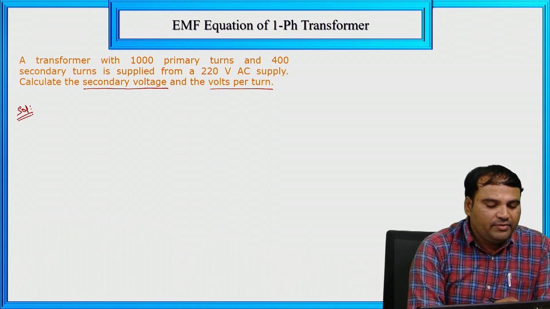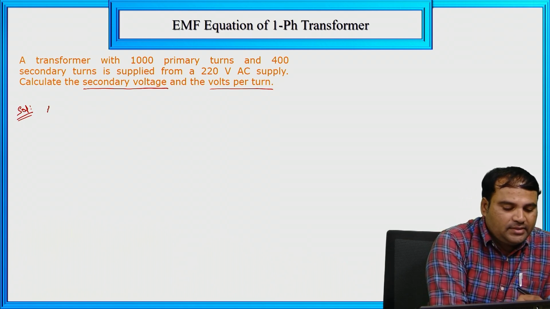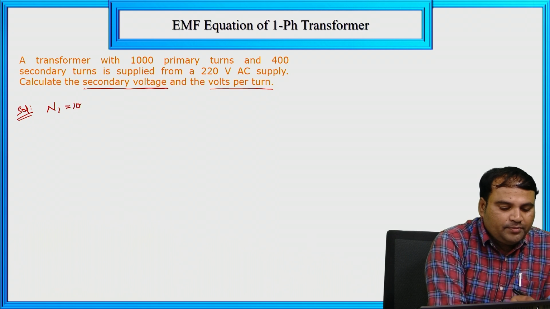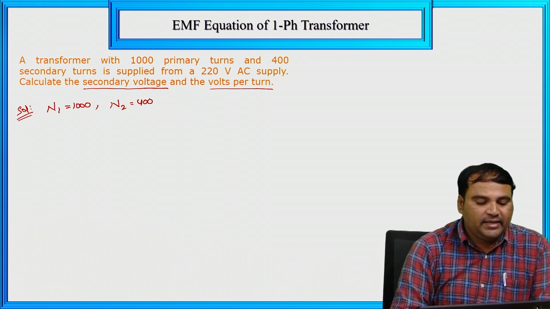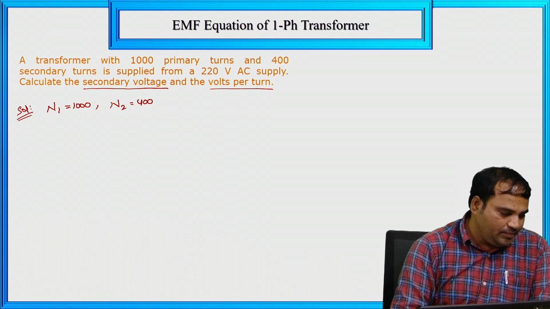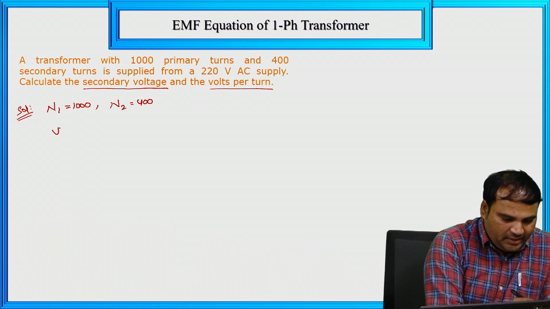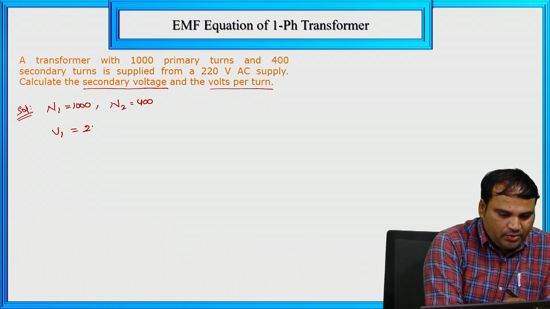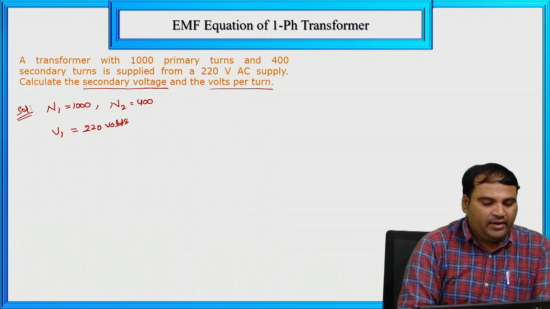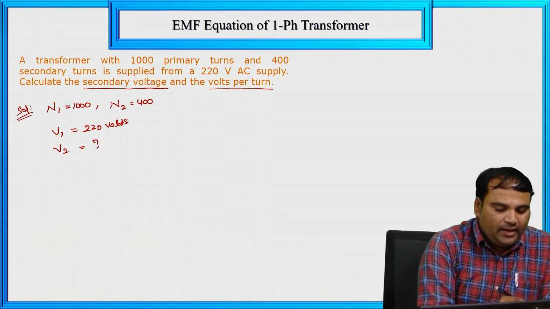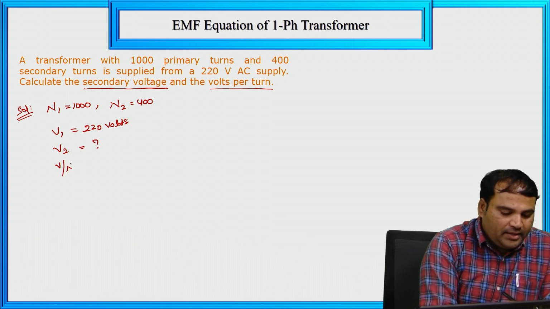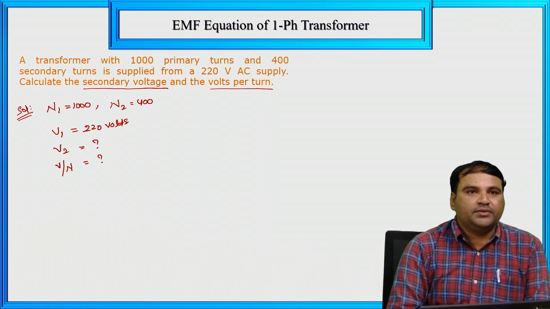A transformer with 1000 primary turns means N1 equal to 1000 primary turns and N2 equal to 400 secondary turns is supplied from a 220 volt AC supply. That is primary voltage V1 equal to 220 volts. Then we need to calculate the secondary voltage, that is V2 and volts per turn. We need to find out, right?